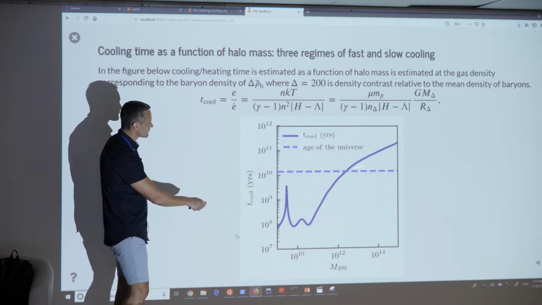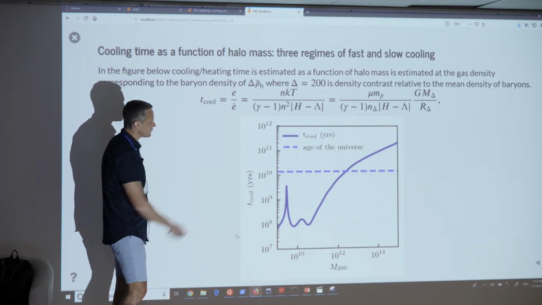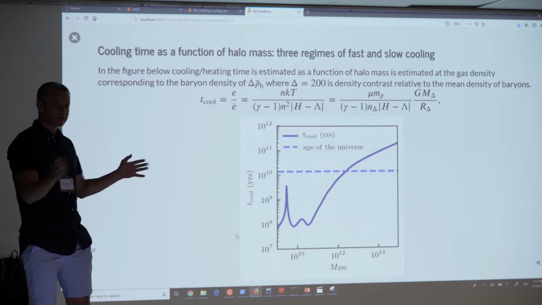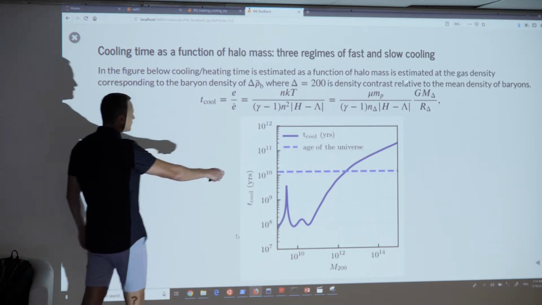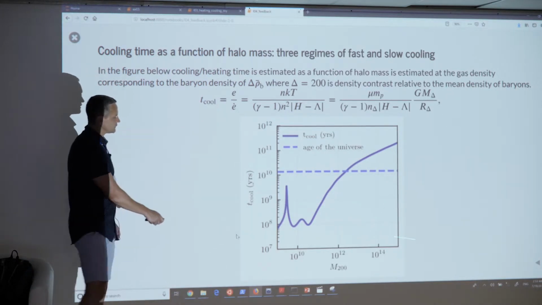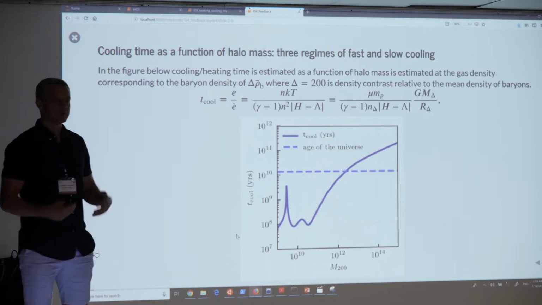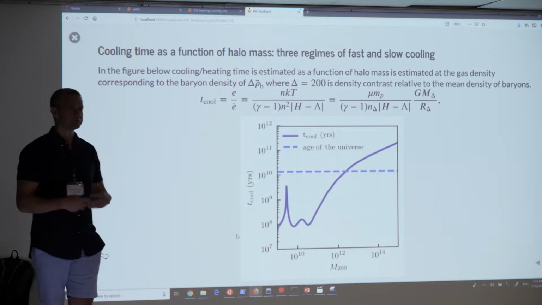So it's longer. It's 10 to the 10, 10 to the 11 years, which means that if gas is heated by collapse, which is the general expectation, to this temperature in these massive halos, it will have trouble cooling because its cooling time will be longer than the age of the universe. The cooling is inefficient.